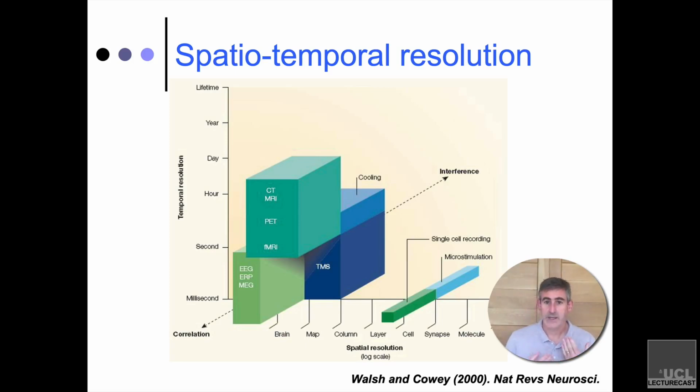So anything that's coming out of the screen towards you is a correlative measure: EEG, fMRI, positron emission tomography, MEG, etc. They are all correlative and completely non-invasive. On the other hand, anything that's going into the screen is intrusive in the sense that it can be used to change activity in the brain. So not just measure what's happening, but change what's happening and see how that affects behavior. So things like TMS, cooling, and microstimulation are all invasive measures that allow you to influence activity and change behavior. So that's what this picture is showing.